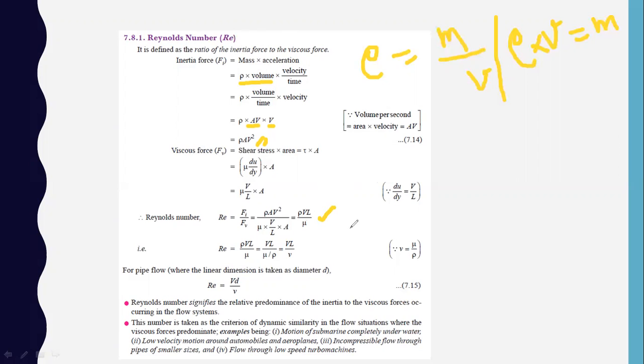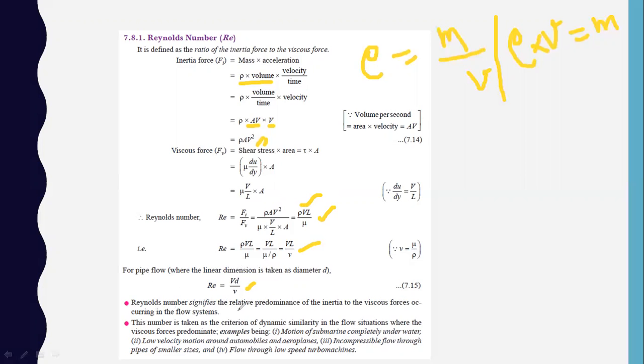In case of pipes, we have to take the diameter. So in this equation, Reynolds number will be equal to V L divided by small v. This small v, that is mu by rho, is the kinematic viscosity. So if you know only the dynamic viscosity, you will go with this formula. If you know the kinematic viscosity, you will go with this formula. In case of flow inside the pipe, the formula is V D by small v.